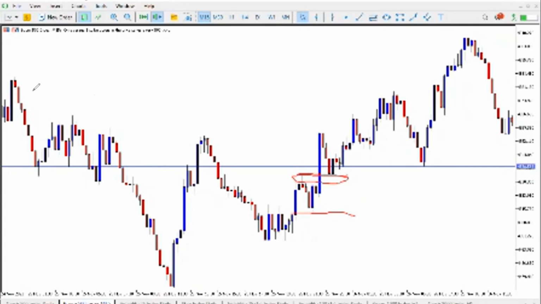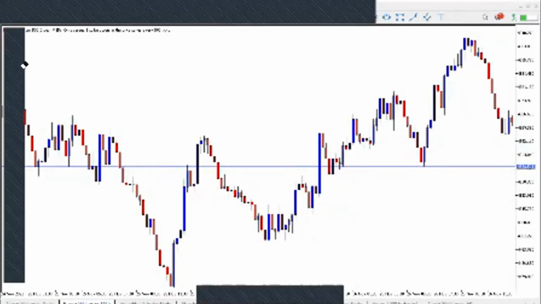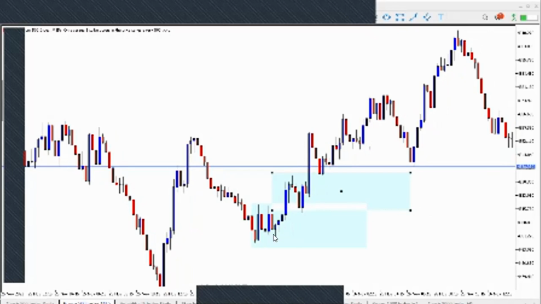Okay, so let me clean this and keep showing you how to use the strategy to trade. So now I've just shown you that here would have been an entry for a buy. Okay, then here is another entry for a buy. Why is this so?